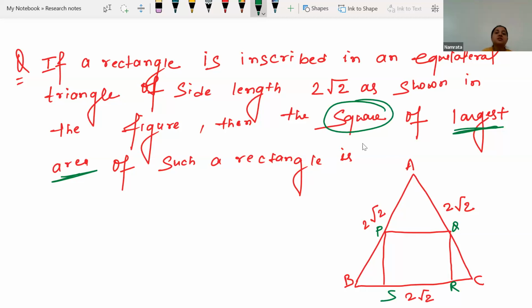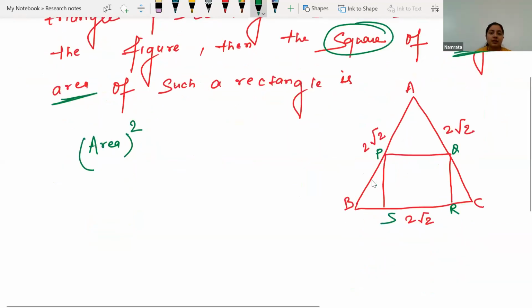So this square means the area's power 2. It doesn't mean the shape is a square. Here this shape is a rectangle, and we want the square of the area. Once we find the maximum area, we will square that area. Okay, let's move ahead and see how we can find the area with the help of the given information. We just have the side of this equilateral triangle, 2√2, 2√2 and 2√2, nothing else. Okay, let's see what can be done over here.